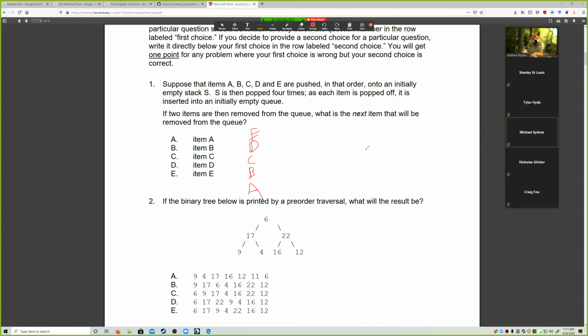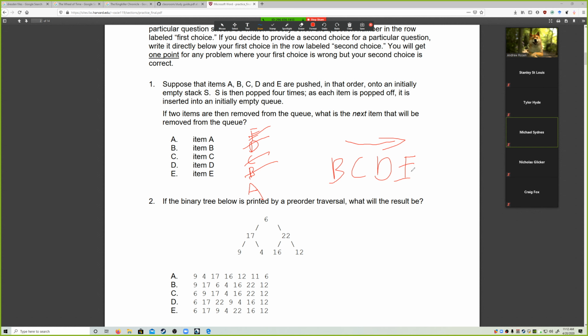And now, as each item is popped off, it is inserted into an initially empty queue. I'm just going to write it this way, with this being the front of the queue, this being the back of the queue. So let's go ahead and pop it 4 times. E, D, C, B, right?